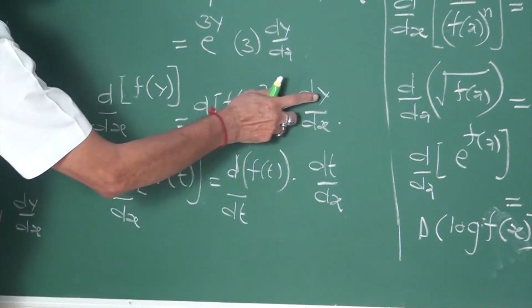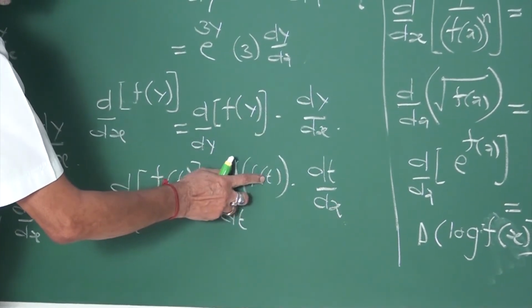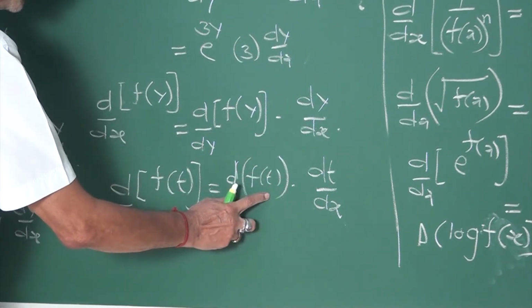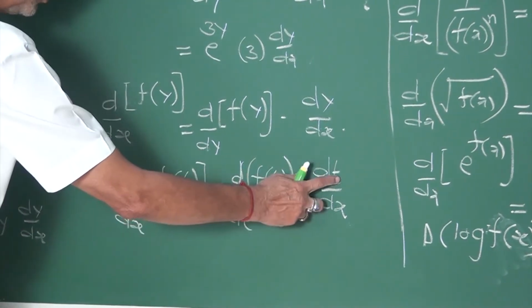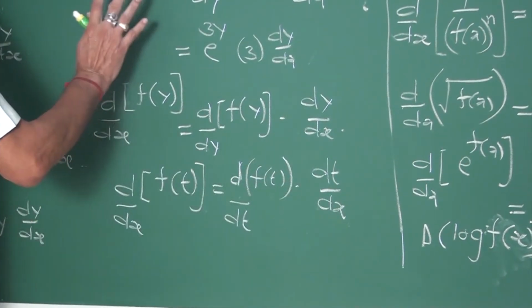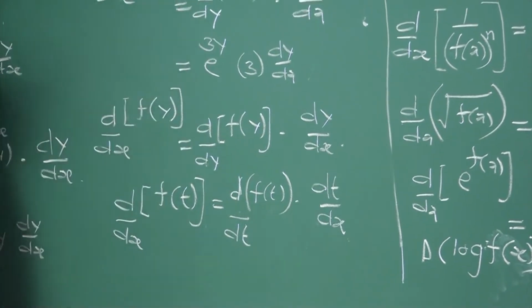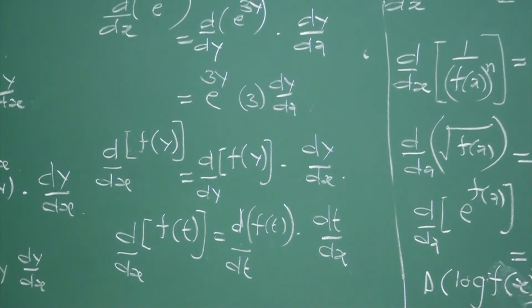If it is y with respect to x, if it is t with respect to x, if it is phi with respect to x, like that, my friends. It is quite simple. It is quite easy. Sir, how is it easy?